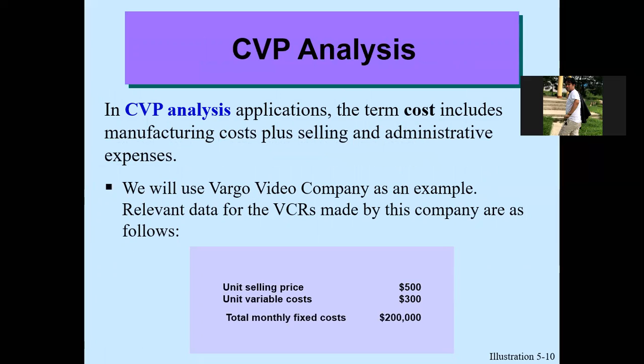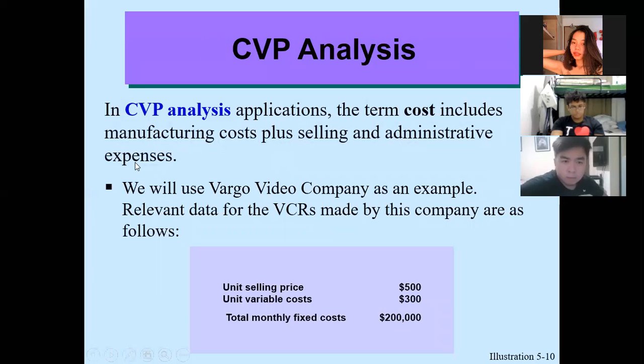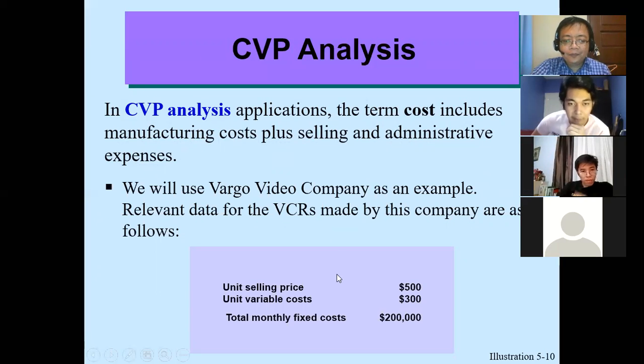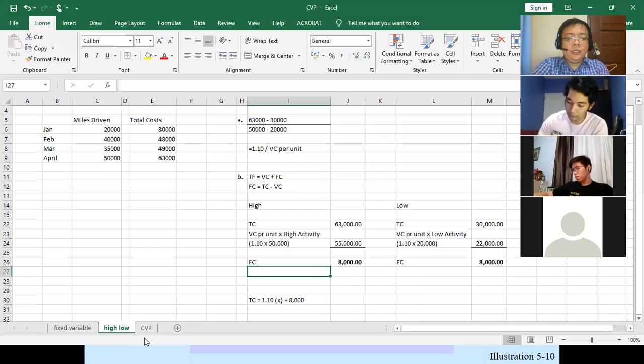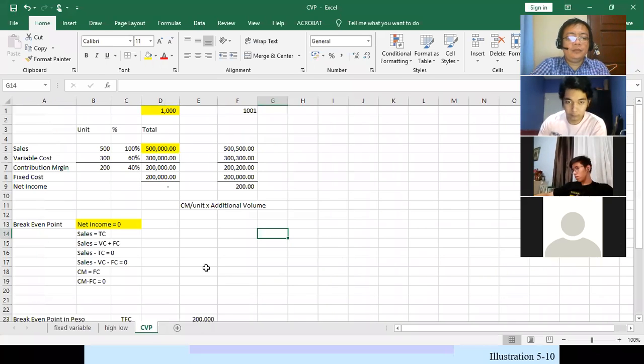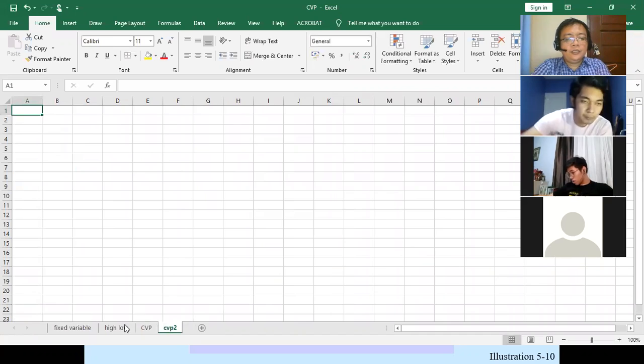Diba? As you notice, Alvon, no? Ito yung naging given. Diba? Kasi, yan ay remain the same. Diba? Okay. Sige, I will give you here CVP. Sige, I will add na lang dito na CVP ulit. CVP2. Alright.